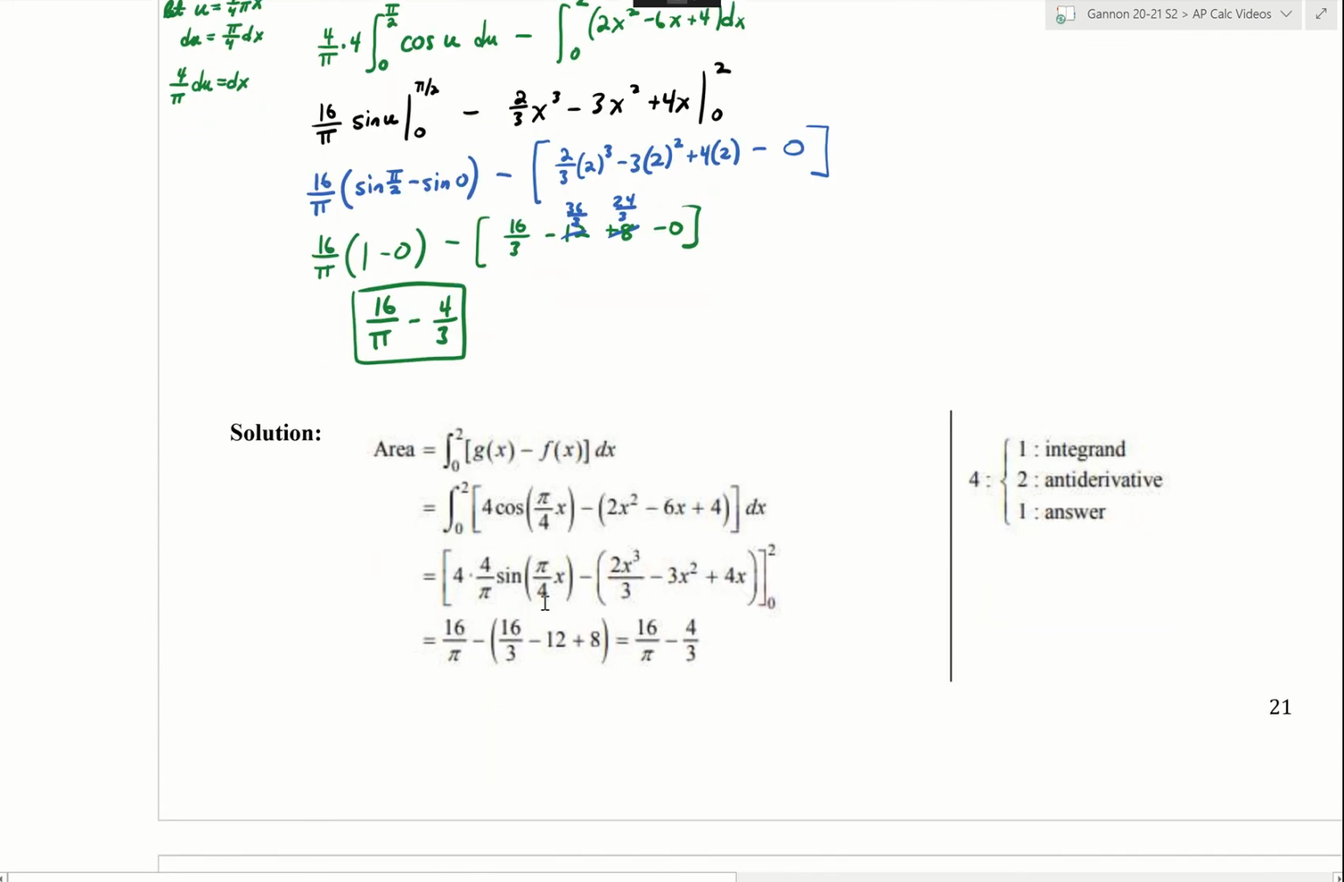And again, this is their work. They did things a little bit different because they left everything in terms of x. Okay, again, both ways are correct.